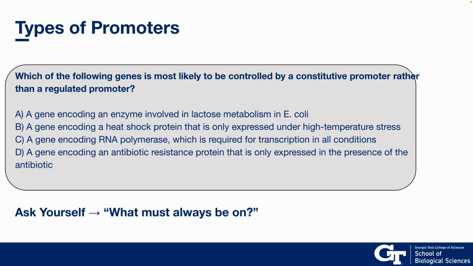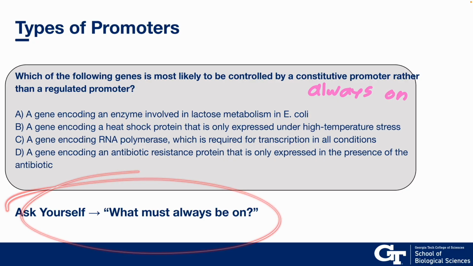So we see here, in talking about the types of promoters, what's more likely to be controlled by a constitutive promoter rather than a regular promoter. And you see it in bold, but constitutive, right? It means always on. So what always needs to be on, right? Because organisms do not want to waste time making proteins they don't need. For example, a gene encoding antibiotic resistance protein. Well, when do you need antibiotic resistance protein? In the presence of an antibiotic. So do you always need to be making that? No way. That is a waste of energy making that protein.